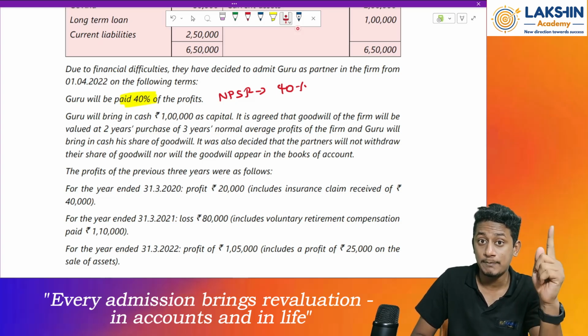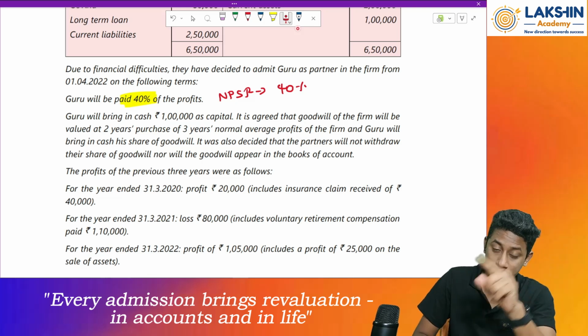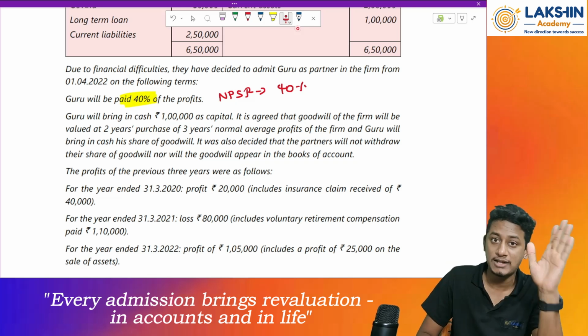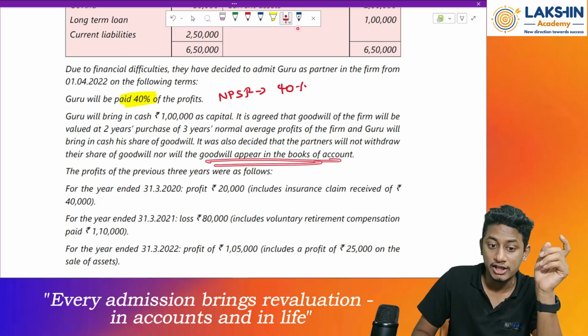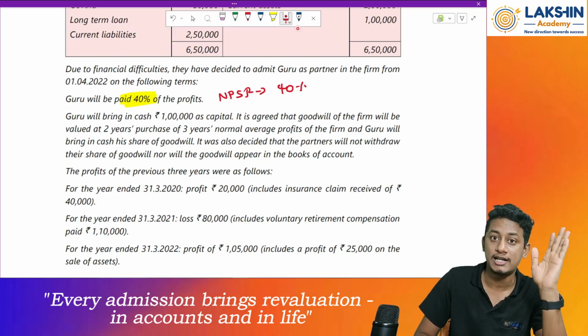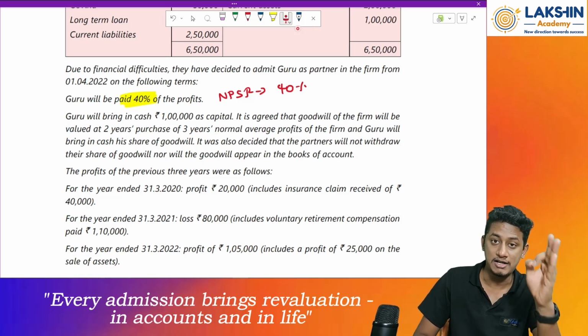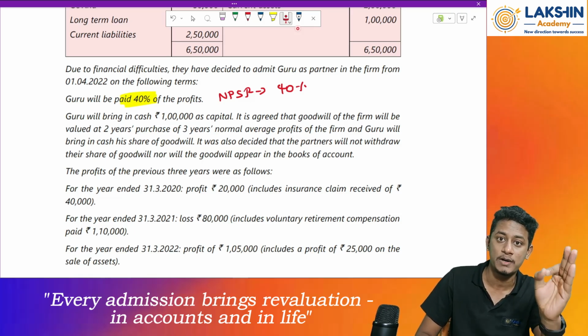Remember, gaining partners account debited to sacrificing partners capital account, same entry will be passed here also. So whenever they say goodwill will not appear in the books, you need to pass that entry. But sir, what if this is not given? Then also you need to pass the same entry. The entry won't change. Whatever the question might be, in the current partnership accounts, you should not open goodwill account.